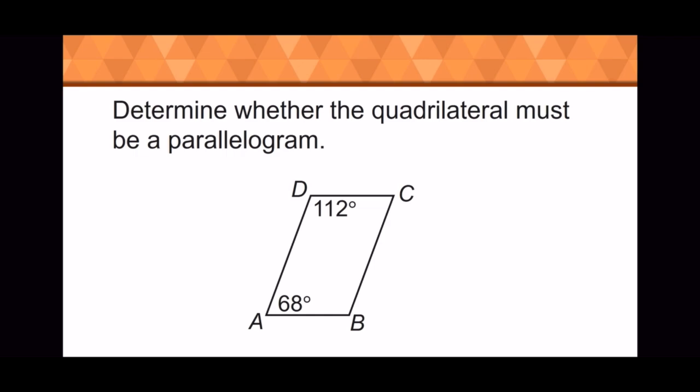Notice that this quadrilateral has two known angle measures. One is 68 degrees, and the other is 112 degrees. Is this a parallelogram? Yes or no? I realize those two angle measures add up to 180 degrees. But this is not a parallelogram because two pairs of supplementary consecutive angles are required. This is actually a trapezoid because it has one known pair of parallel sides.